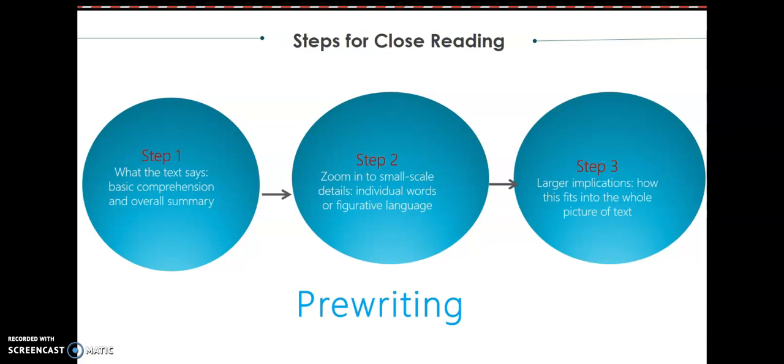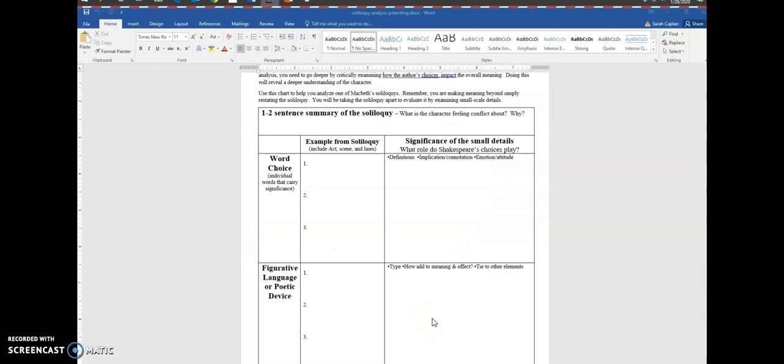These 3 steps are what take place as part of your pre-writing stage. So this is what your pre-writing worksheet will look like. You can see up here you've got your summary. That's step 1, that basic understanding of what the text says.